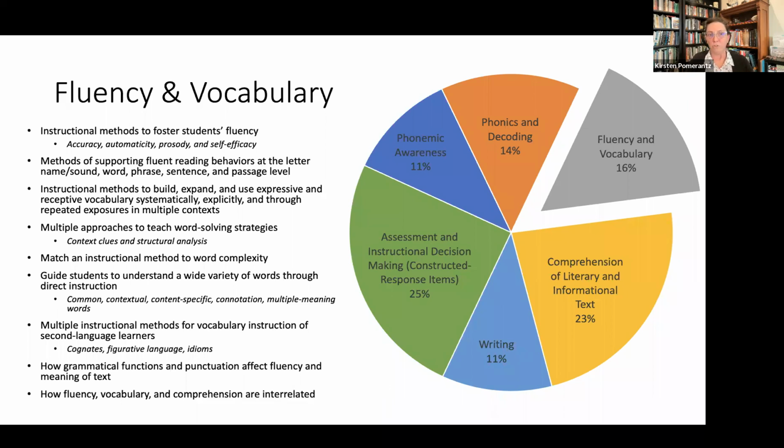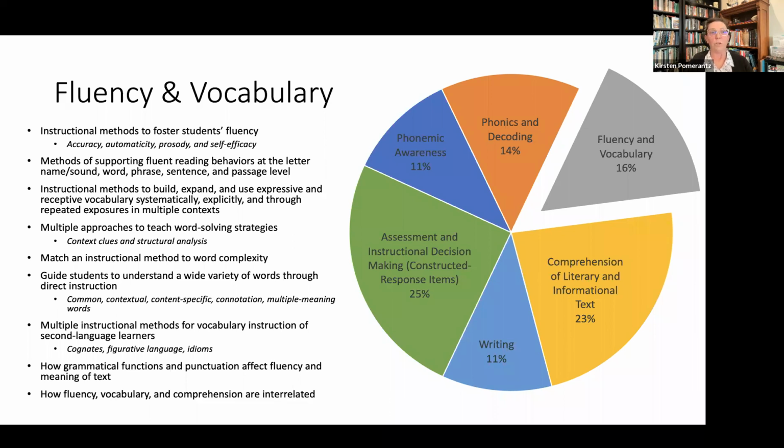And so then multiple approaches to teach word solving strategies using context clues and structural analysis, and matching an instructional method to word complexity, right? How complex is the word? What kind of method of instruction do I use then to help students be able to attack that appropriately and correctly? You should be able to know how to guide students to understand a wide variety of words through direct instruction. Common, contextual, content specific, connotation, multiple meaning words, right?